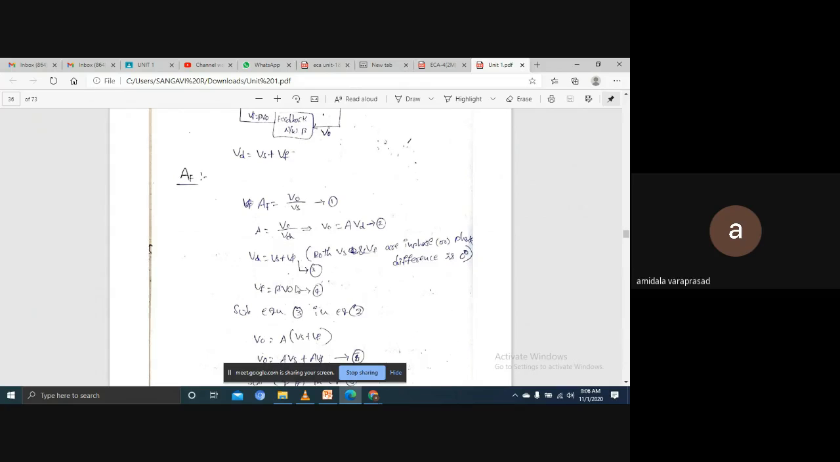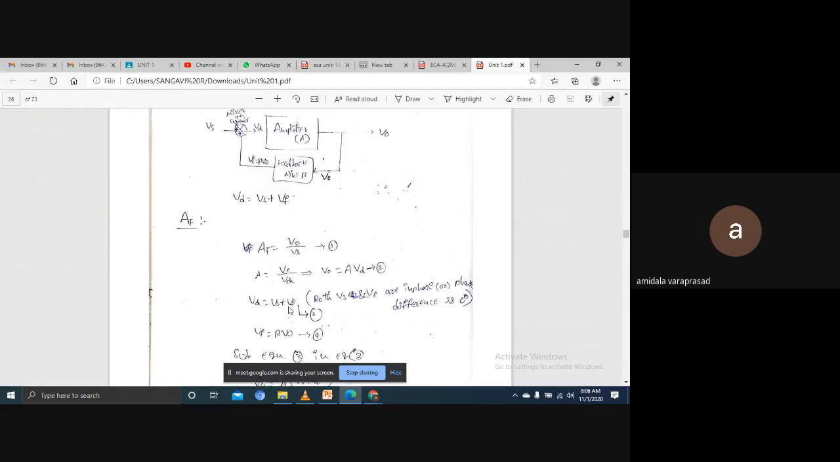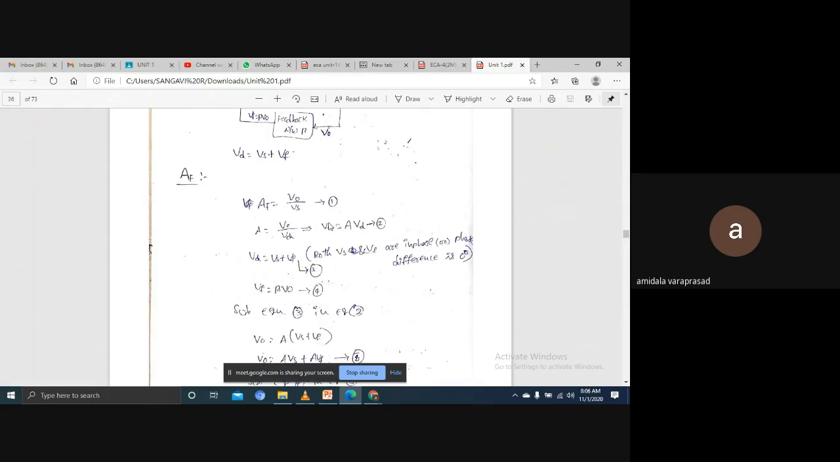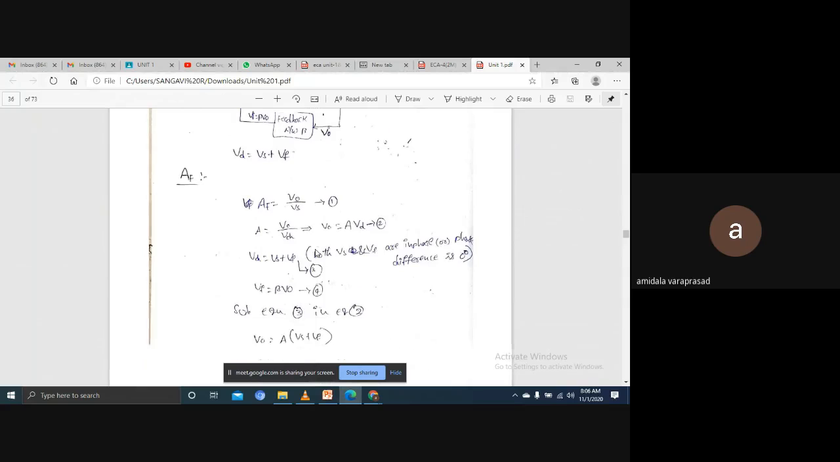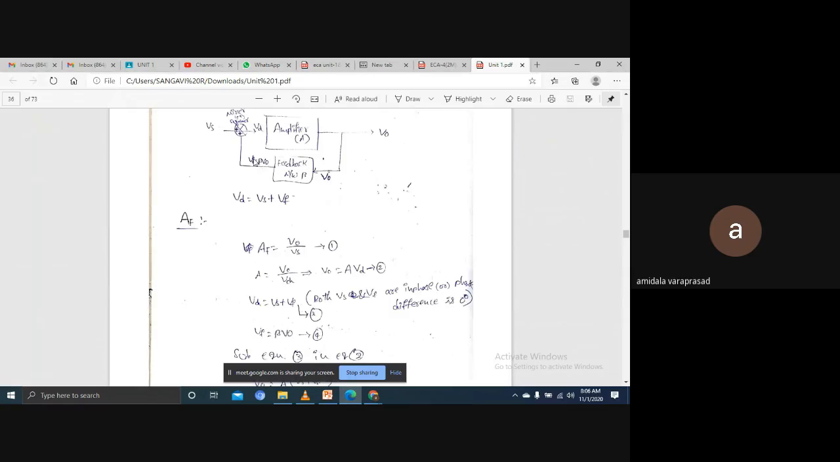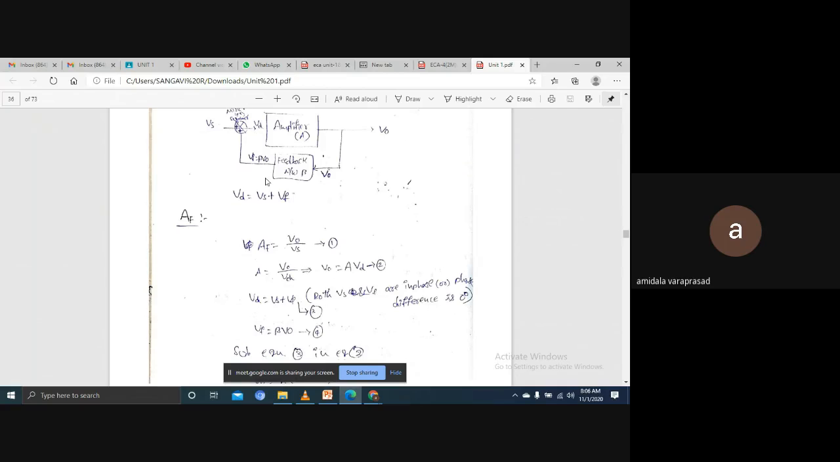And I already said both are in phase, that's why Vd is equal to Vs plus Vf. From this, open loop gain A is equal to V naught by Vd, so V naught is equal to A into Vd. They are given equation numbers. Equation 1 is this, closed loop gain with feedback. A is the open loop gain without feedback, meaning only the amplifier. Vs and Vf both are in phase, that's why Vd is equal to Vs plus Vf.